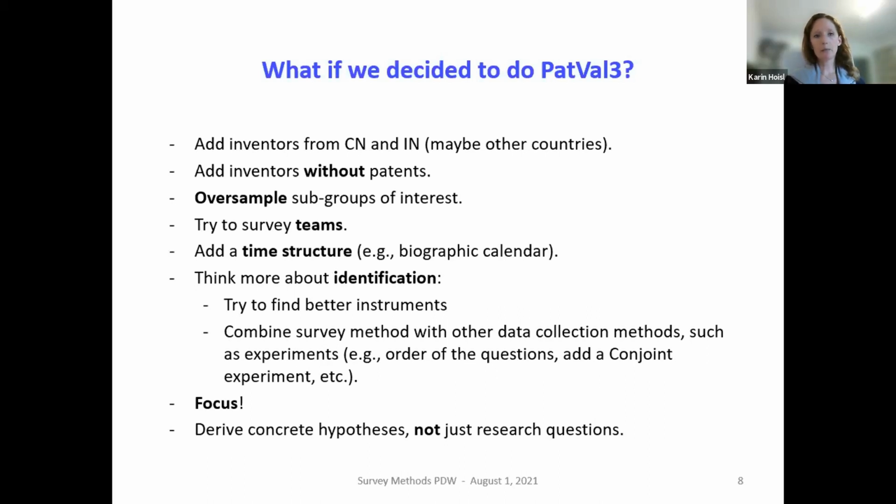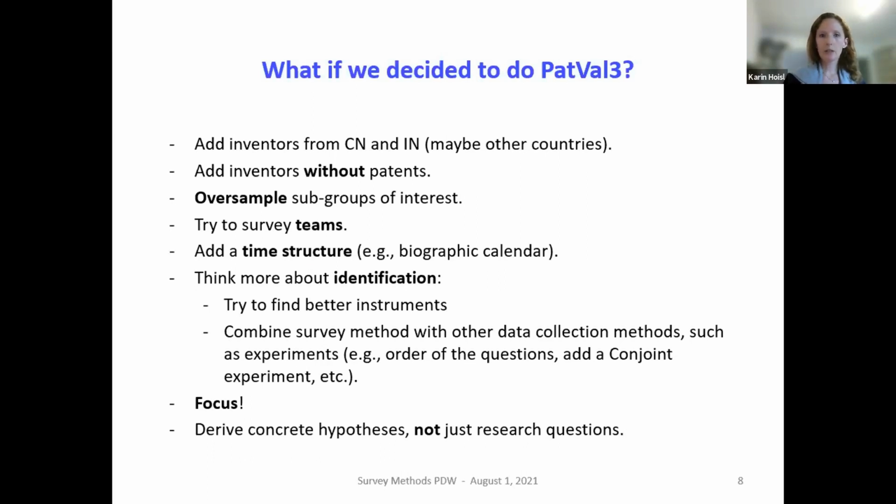I would go back to an approach where I would oversample subgroups of interest, like female inventors, for example. I would try to survey teams, not whole teams, but maybe 2 persons out of a team, and then create dyads. I would try to add a time structure, not a panel for sure, that would be too costly, but I would, for example, try to add something like a biographic calendar. So where you take a different time window and then you subdivide it into different year bundles, and then you ask about 3 or 4 year time windows. So for example, whether they moved or were specialized or whatever, work for large, small firms and so on.